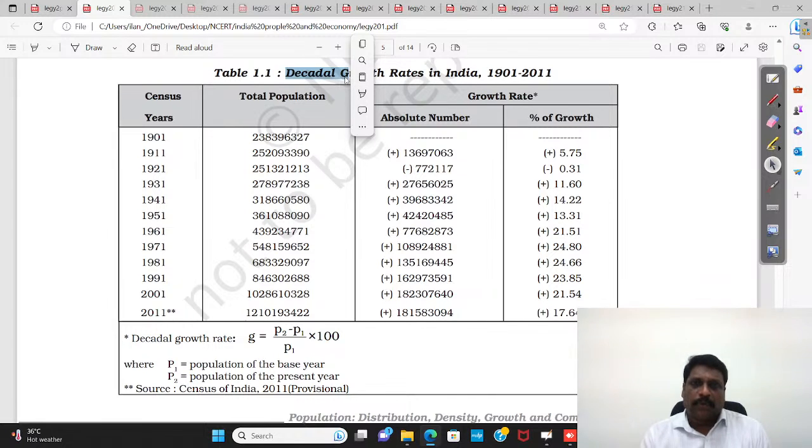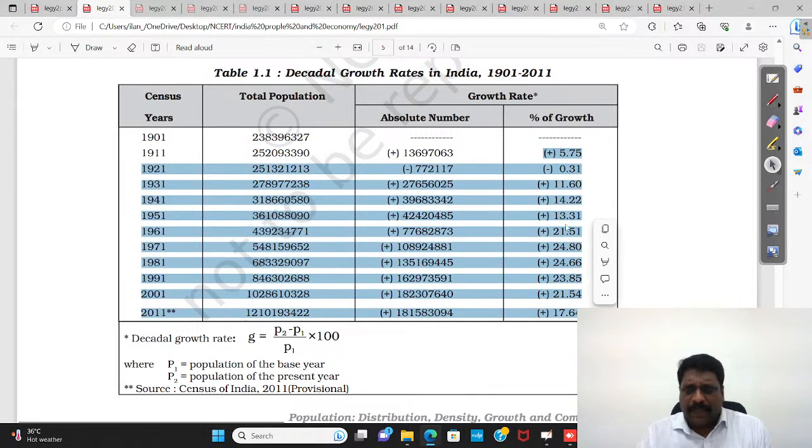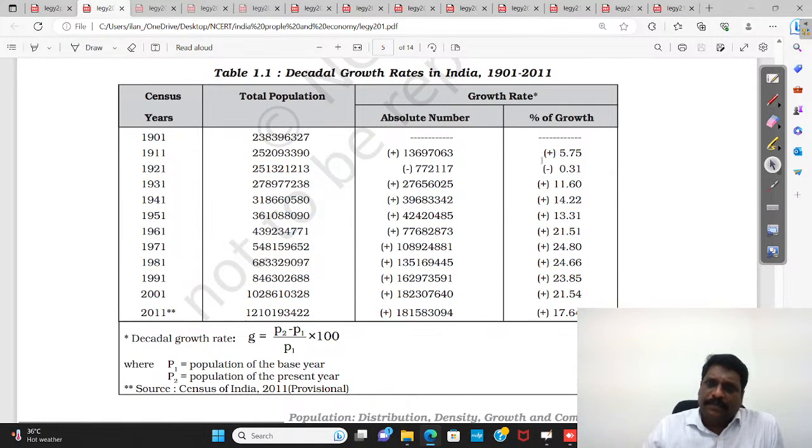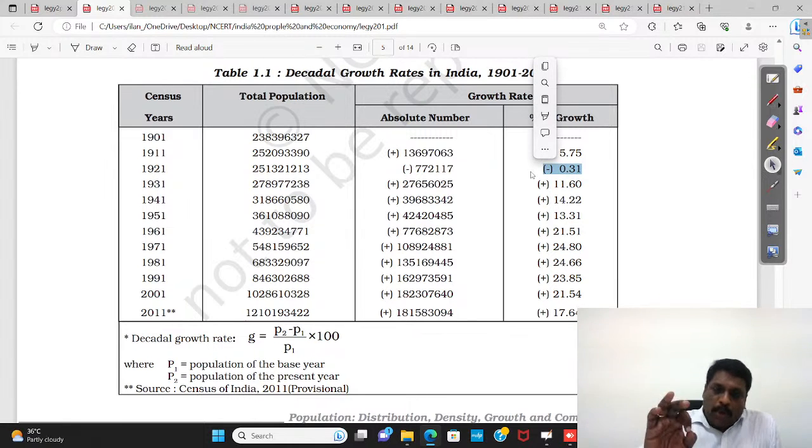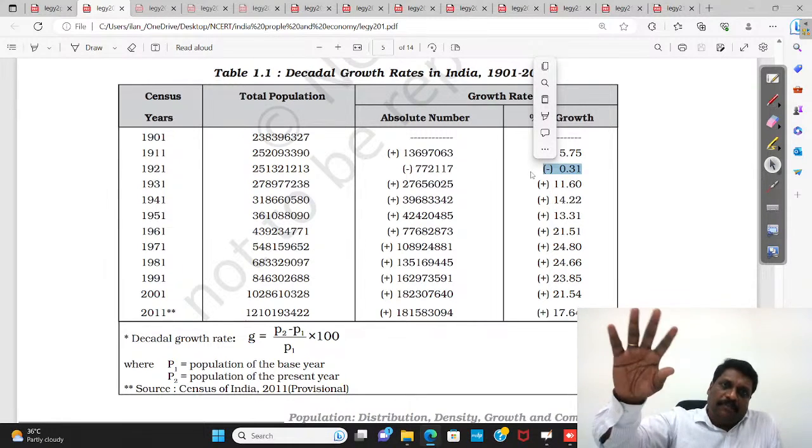You call them decadal population. Now see, decadal means they are saying in what percentage the population is growing. And one more thing, say for example, taking 1901 as the base population, compared to 1901, the 1911 population grew by 5.75 percent. And from 1911 to 1921, the population actually shrunk in the known history of Indian population.